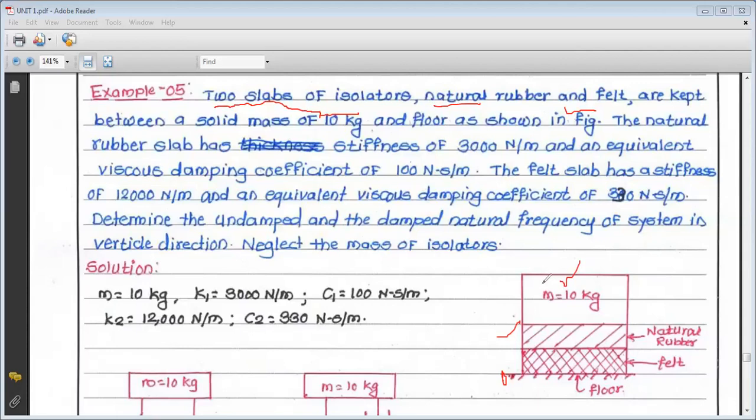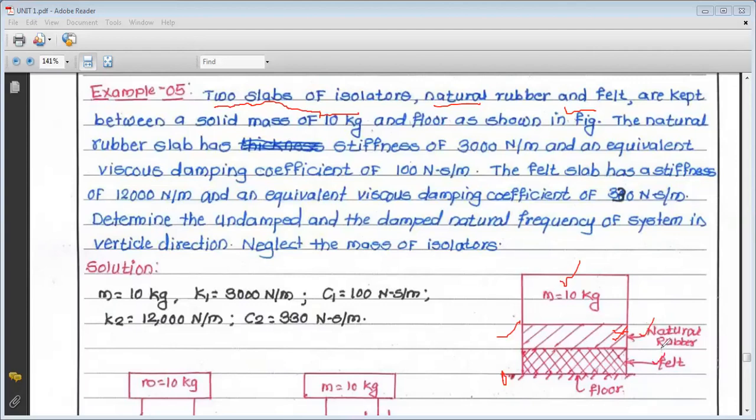Now the natural rubber slab has a stiffness of 3000 Newton per meter and a viscous damping coefficient of 100 Newton second per meter. K is given and C is given for natural rubber. Also the felt slab has a stiffness of 12,000 Newton per meter and an equivalent viscous damping coefficient of 330 Newton second per meter.